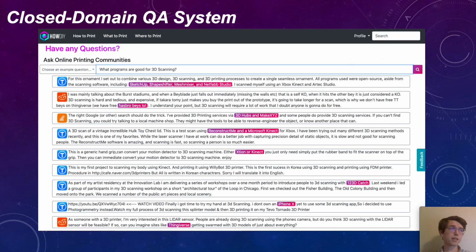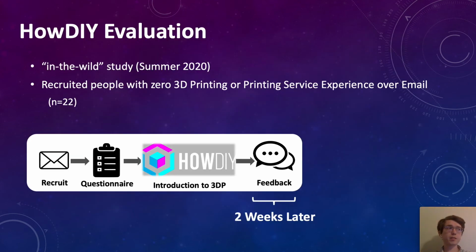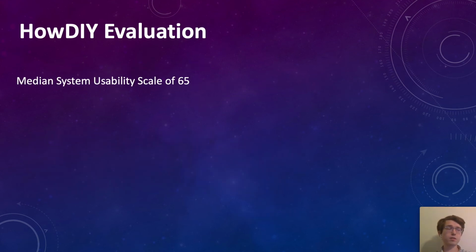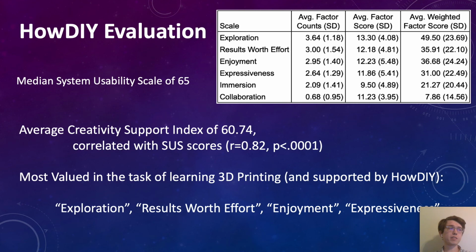Every page on this website also has a closed domain question and answer system from social media comments related to 3D printing, so they can ask any question that's not answered by the How to Print page. So we evaluated HowDIY in a in-the-wild study with 22 newcomers to 3D printing, first giving them a questionnaire and then giving them access to HowDIY, and 2 weeks later giving them another questionnaire with some interviews. The system was generally usable, and the creativity support index was good as well, but highly correlated with usability, and in general supported the aspects of creativity that users valued when learning 3D printing.